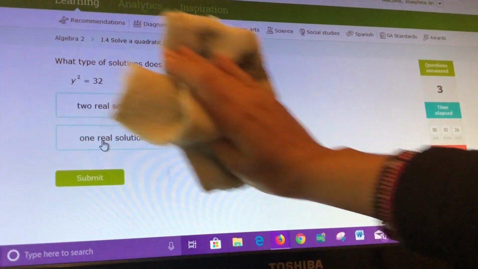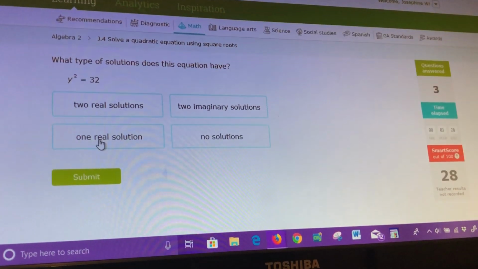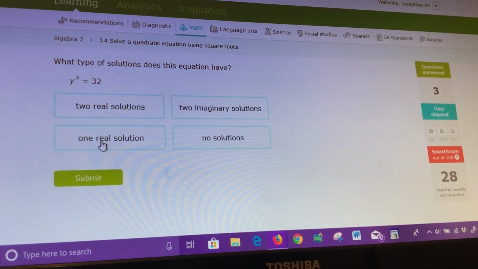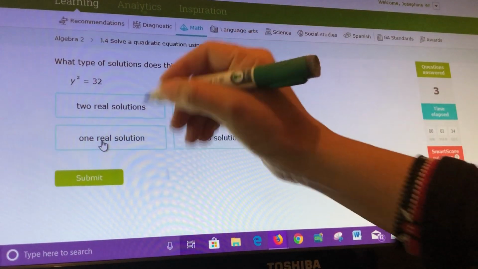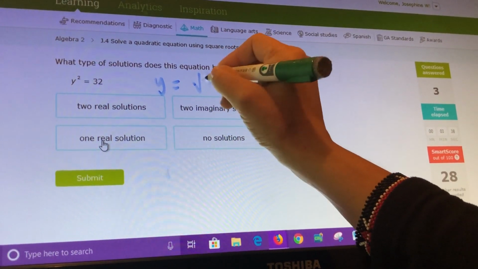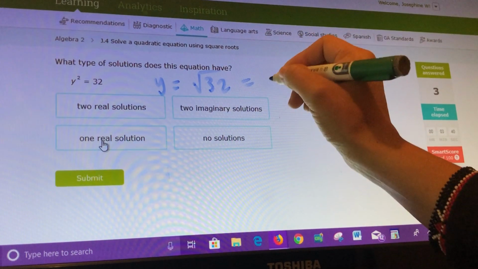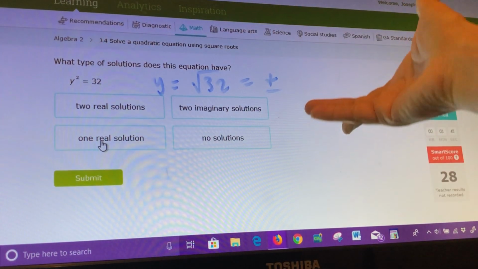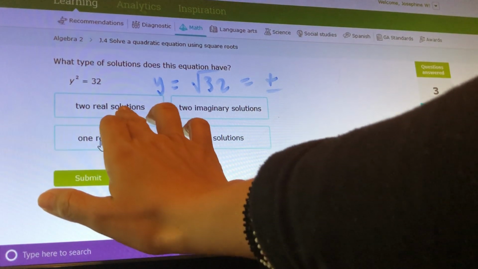Okay. What type of solution does this have? So what they're asking is how many solutions are there. So if you were to do this, just like we've been doing it before, you would take the square root of 32. So you'd say y is equal to the square root of 32, and whatever number that is, it's plus or minus that number. Well, how many solutions are those? Those are going to be two real solutions.